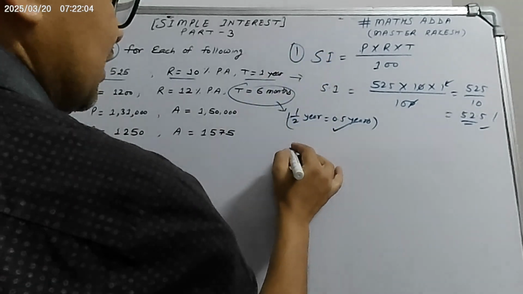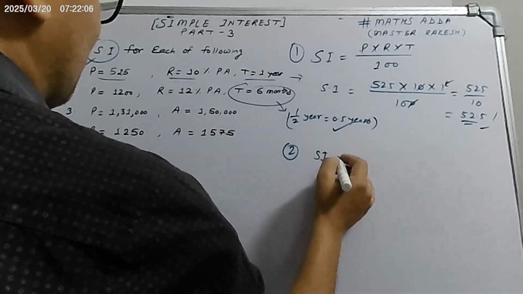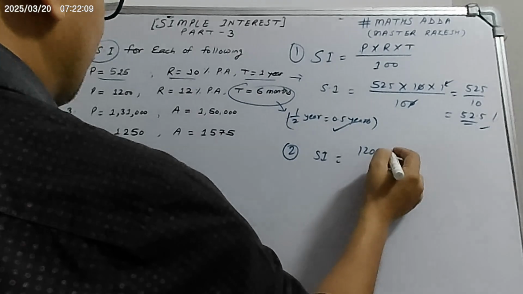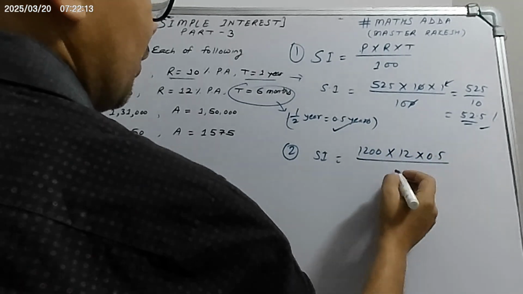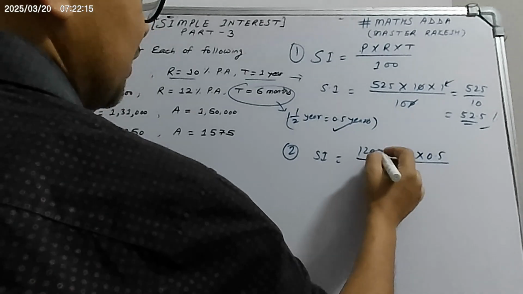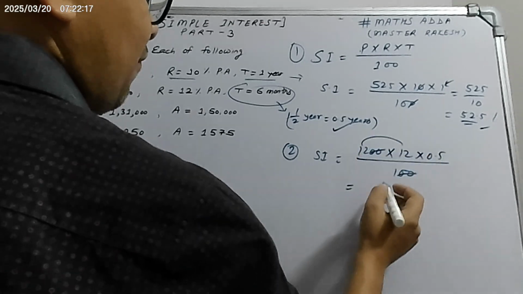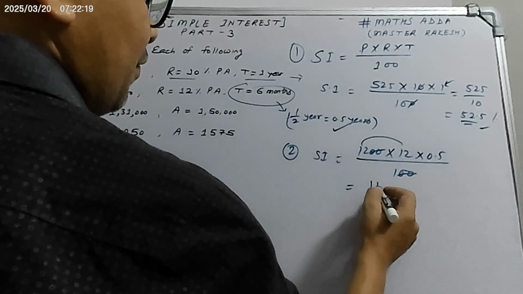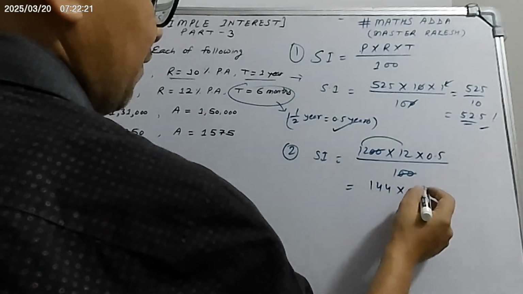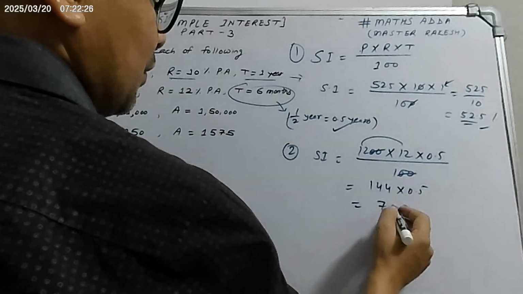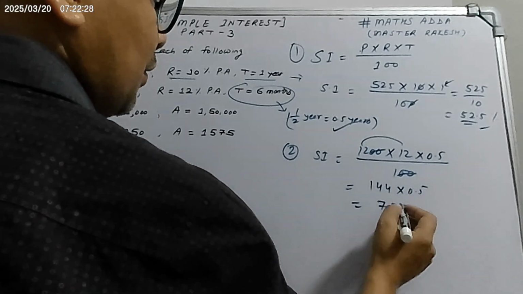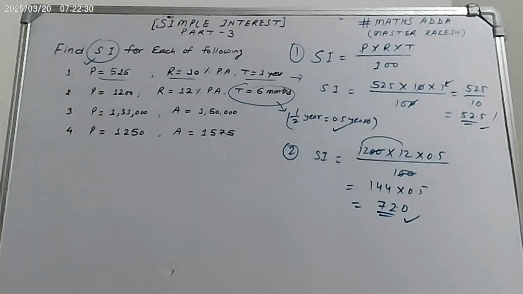First question was this, second question was this. SI equal to P into R into T upon 100, so 1200 into R into T, T is 0.5, upon 100. The zeros cancel, 12 into 12 is 144, into 0.5 is 72. SI is 72. So simple interest is 72 for the second question.